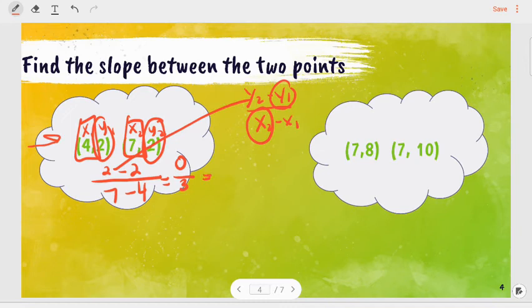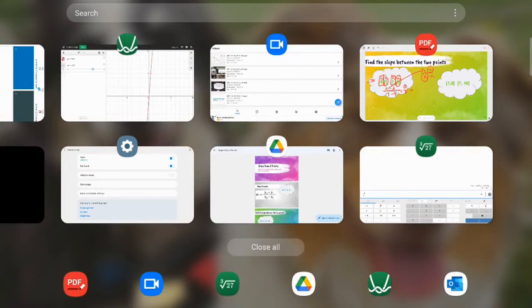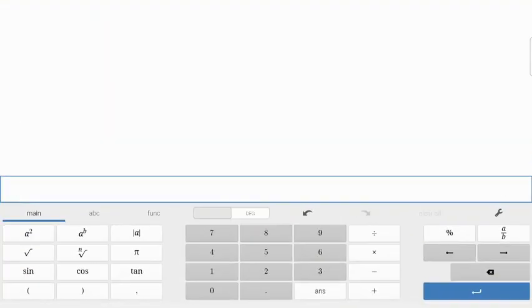0 over 3 can be simplified. Okay, what number does it simplify to? Now, I'm going to give you a hint. It is not 3. I have students often tell me, hey, it must be 3. And no, if you take 0 things and divide them into 3 groups, you still have 0 things. But to confirm, if you're ever not sure, you go to your calculator and type it in.